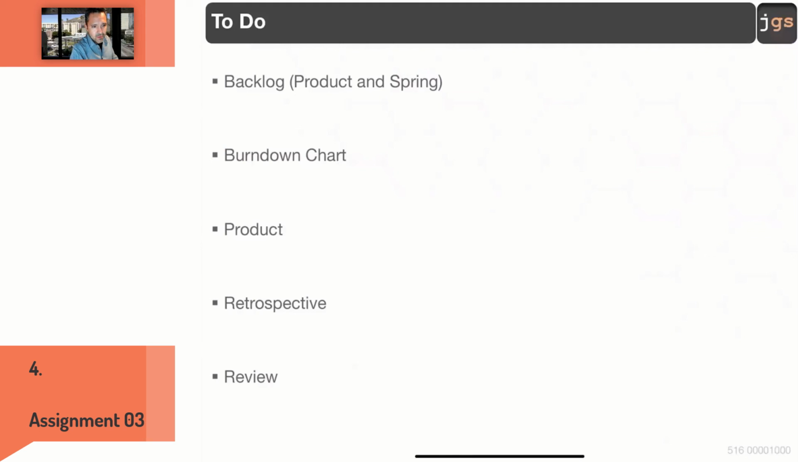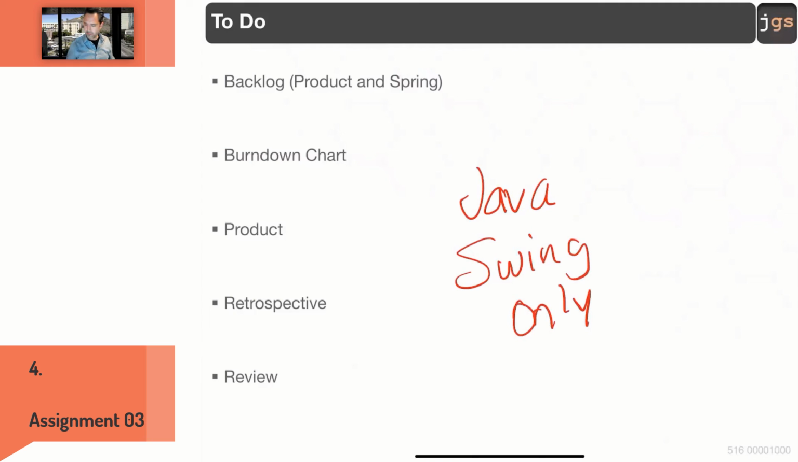Okay, guys, I am going to stop here. Any specific libraries? Thank you for asking. Java Swing, only. That is my only requirement. Everything related with graphics, only Java Swing. No JavaFX, no other crazy libraries. Everything related with graphics, Java Swing. That is a requirement.